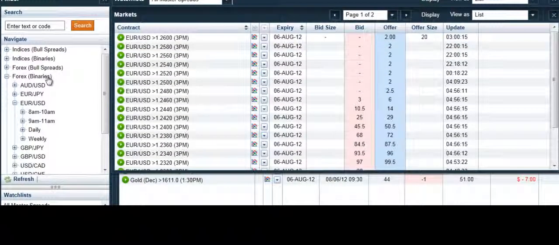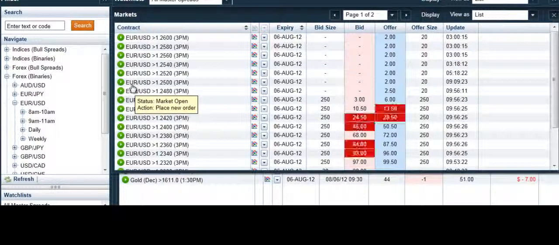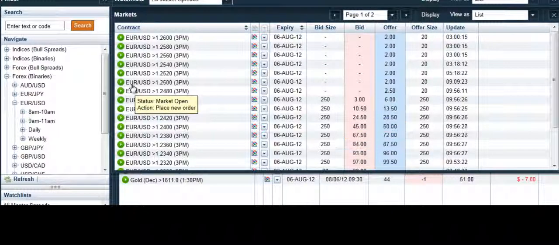Again, under binaries, every contract at Nadex.com expires at either $0 if it's out of the money, meaning what you predicted did not come to fruition, or in the money, which means what you suggested and thought happened. So it's either $100 if you win or $0 if you lose. And you're buying contracts, so you're not buying the actual Euro US dollar, you're buying a contract on the Euro US dollar.